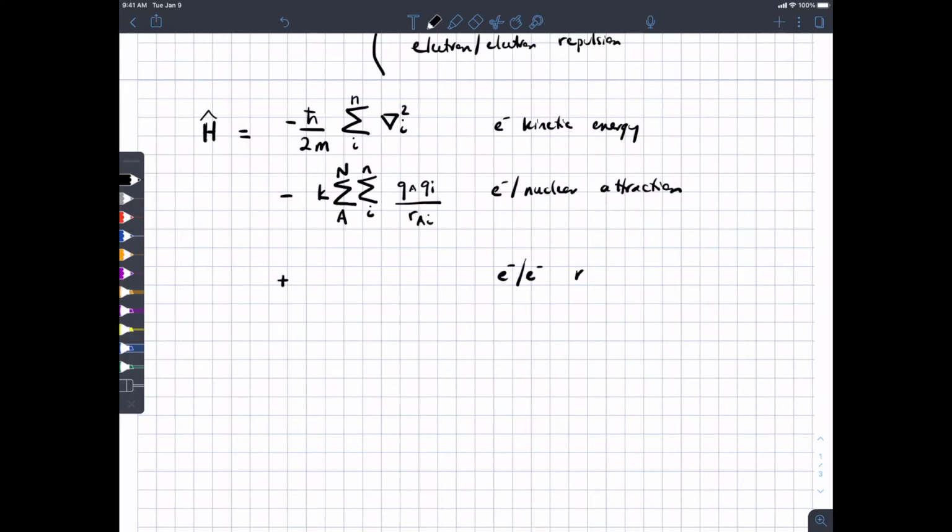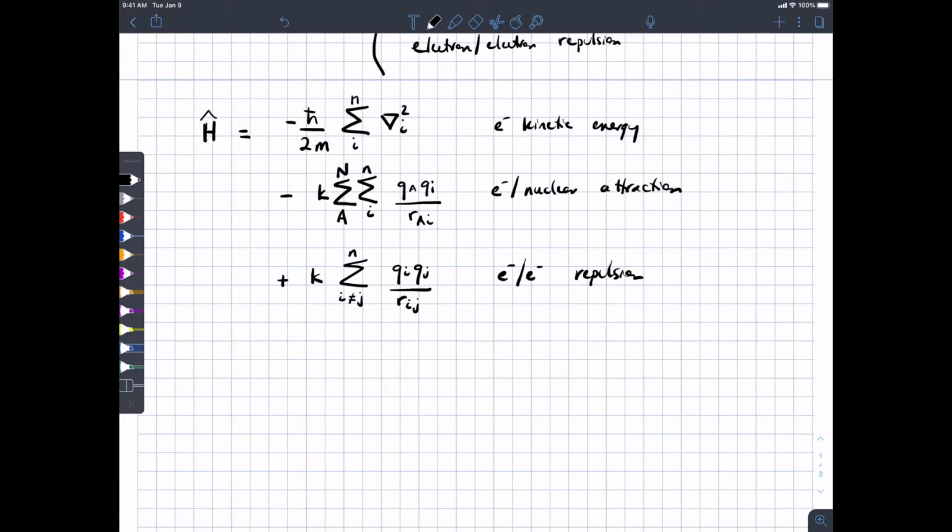electron-electron repulsion, and this is going to take the same form as the term above, only it's going to be positive because it's not favorable. It's going to be the charge of electron I and the charge of electron J divided by the radius between I and J. And we'll do that over all possible electrons, but we're going to say an electron does not repel itself.